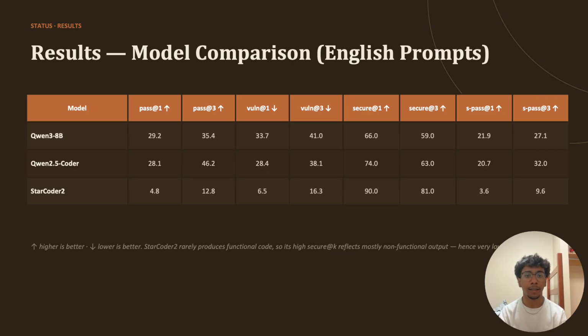The secure pass@k, security among code that actually works, collapses to about 4%, while the Qwen 3 8B and Qwen 2.5 Coder are far more functional, and their secure pass scores are 5 to 7 times higher. So this is exactly why I lead with secure pass@k rather than just looking at the secure@k metric. It also justifies using the Qwen 3 8B as a primary model for the language comparison, as it generates enough working code for the security metric to be meaningful.